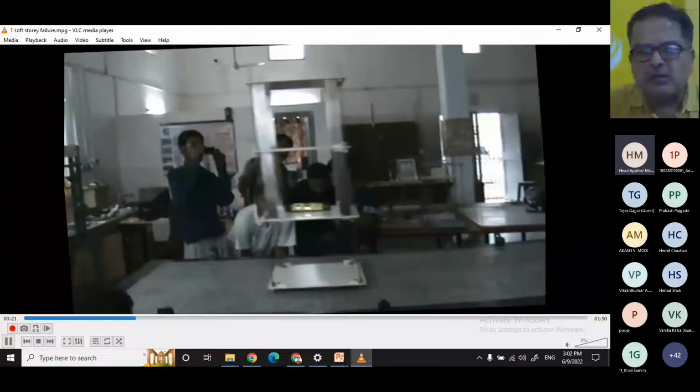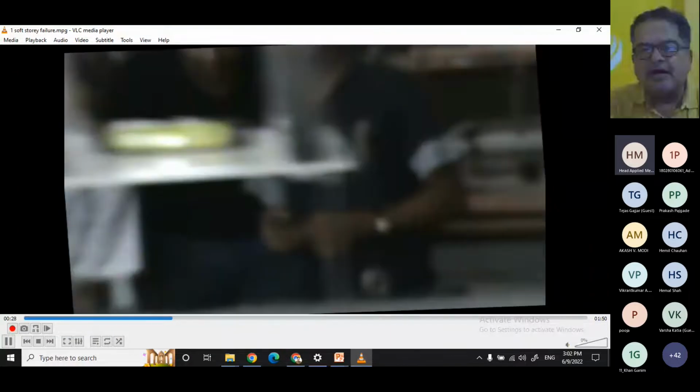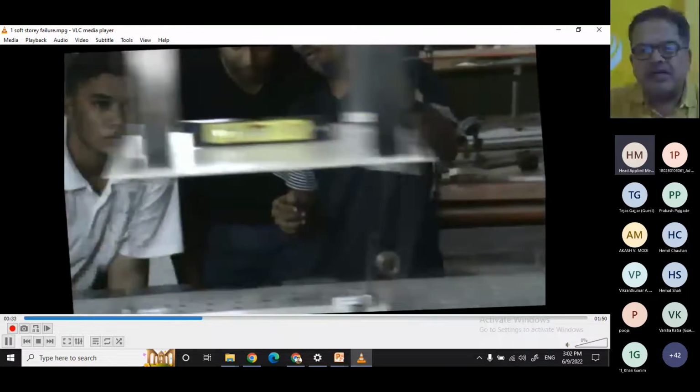Now look at this. The total deformation is concentrated at the ground story, right? Upper stories are deforming like a rigid body. So no deformation on the upper story, but most of the deformation is concentrated at the ground story.